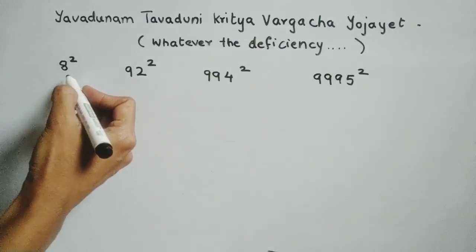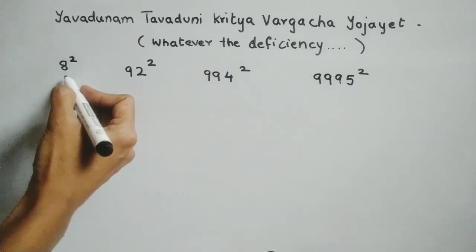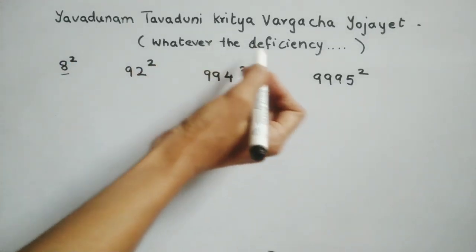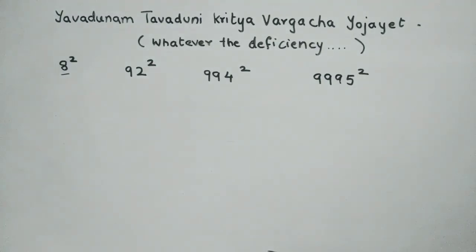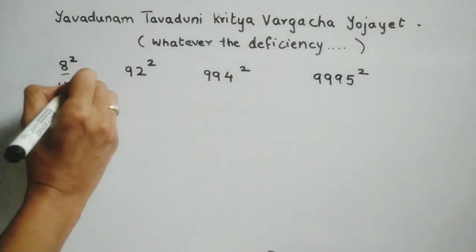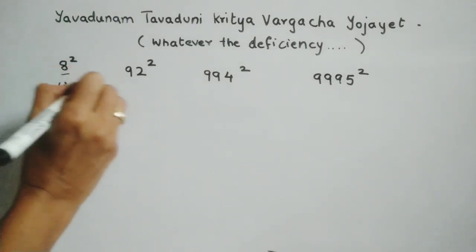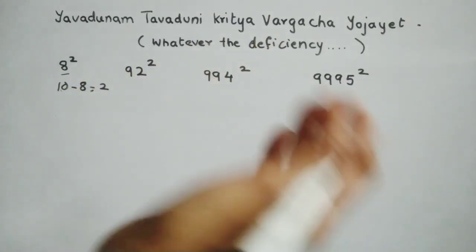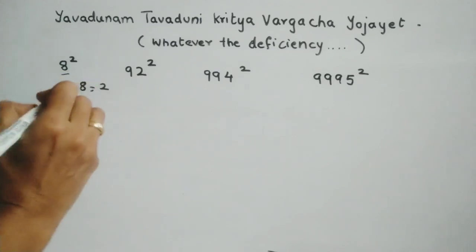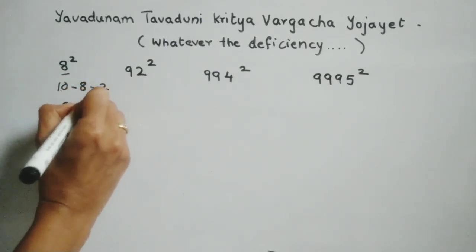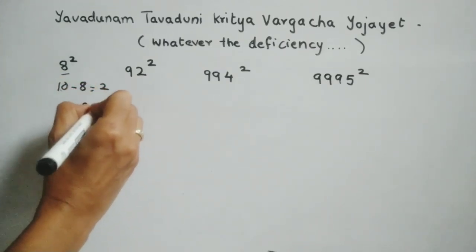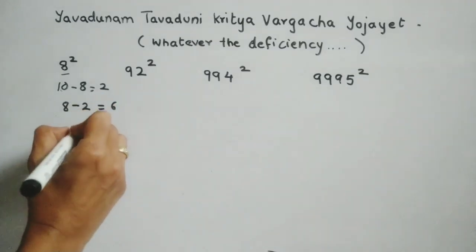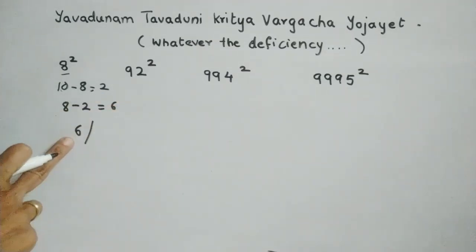So here we want to find the square of 8. Now the first step is whatever the deficiency. Now deficiency from what? The deficiency from the nearest base. The nearest base to 8 is 10. So what we do is subtract 8 from 10, and we get 2. Now whatever the deficiency, lessen by that much amount. So from this number 8 we subtract 2, and we get 6. So here 6 will come on the left hand side.